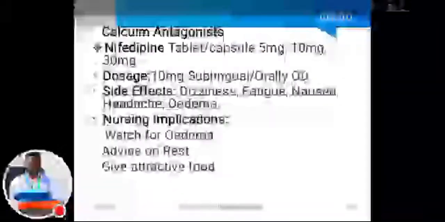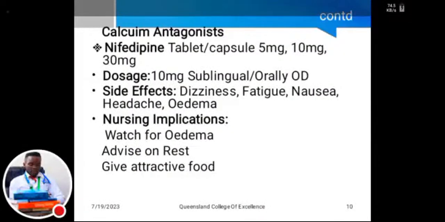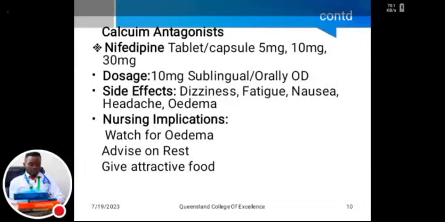Now, what are some of the implications? You need to be watching for any form of swelling. And you need to advise your patient to take enough rest. You should also give attractive what? Food that will make a person become stimulated.